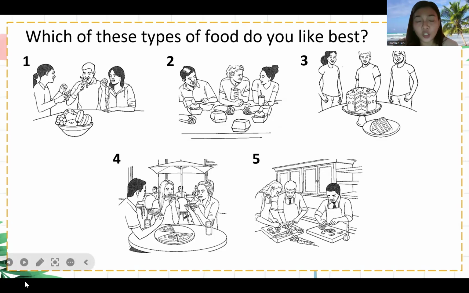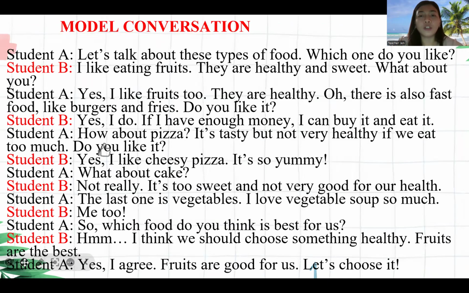So this is a model conversation. You tell your student that in CAT speaking part 2, which of these types of food do you like best? You need to talk together about all the pictures according to their sequence: from fruit, to fast food, to cake, to pizza and vegetable. It should be in sequence. Remember the order of it. Okay, now let's start. Example, model conversation. This is how they are going to talk about the pictures.